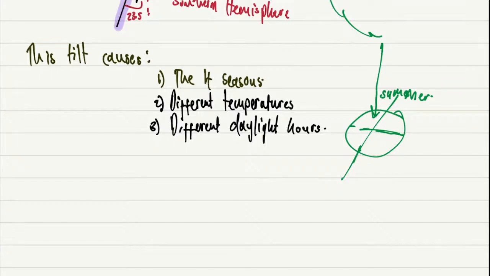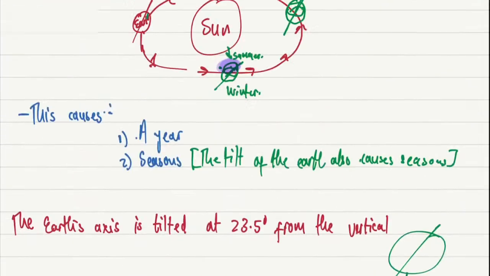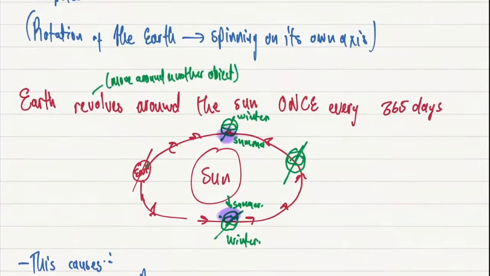Number one. Hello? Tell me the two things that cause the 4 seasons. The tilt of the Earth. And number two, the orbiting of the Earth around the sun, or the revolving of the Earth around the sun. This word revolve can also be exchanged by the word orbit.